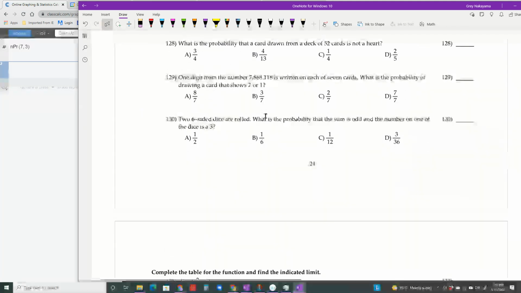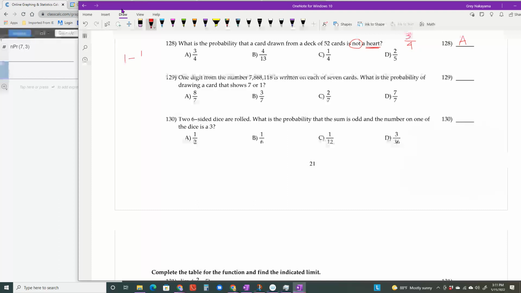Okay, what is the probability that a card drawn is not a heart? So you got 2 choices. You can think of, well, if they're only asking about suits, there are a total of 4 suits, and how many of them are not hearts? 3 of them. So the answer is A. Or you can say, if I'm going to draw from a deck, you can do 1 minus how many hearts are in the deck. There's 13 out of 52. You will get the same answer. Okay, whichever way you think of it.